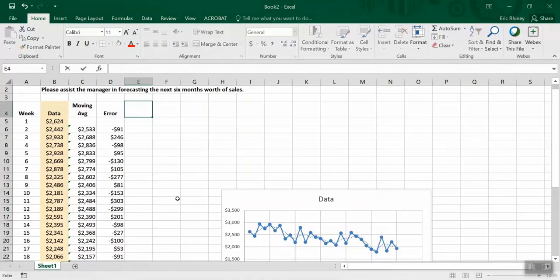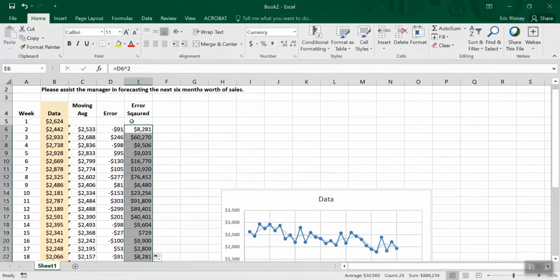Well, actually, I'll call this error squared because I'm not going to sum it yet. So we'll just call this error squared. The first thing I'm going to do is simply square each of my error terms and calculate that all the way down.